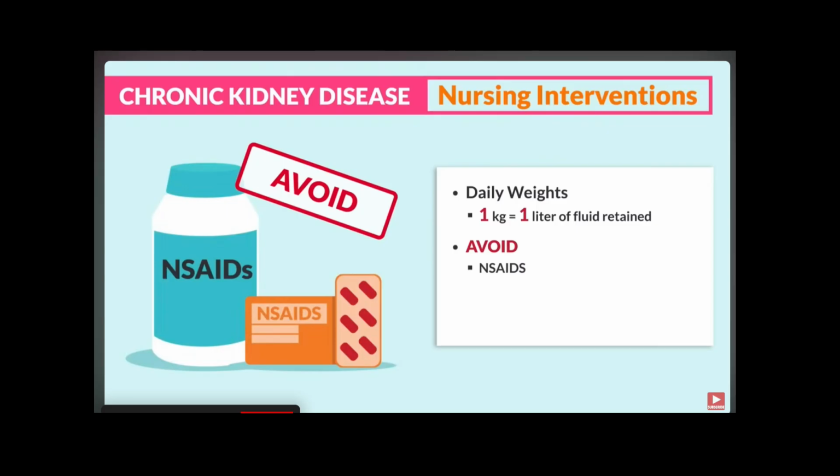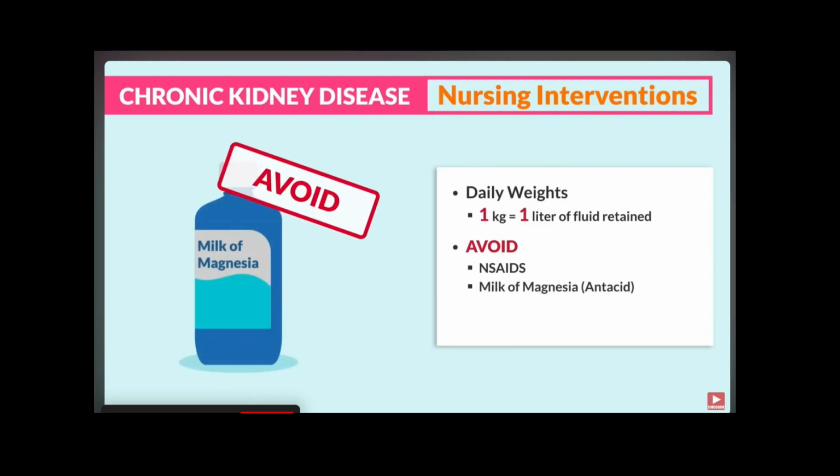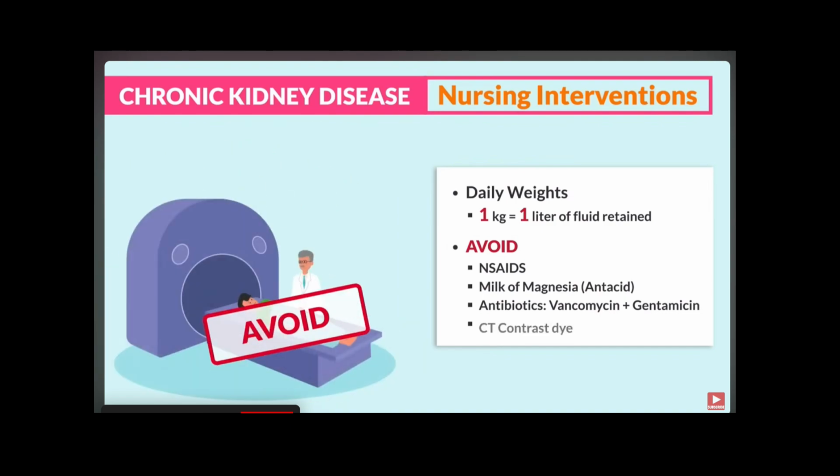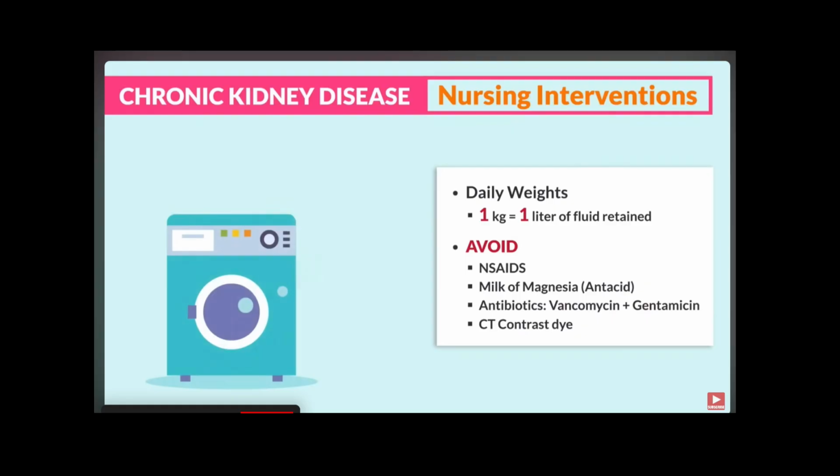Now, we also avoid the top drugs that can cause kidney injury, like NSAIDs, as mentioned before. So just think N in NSAIDs is N for not good for the entire body. We also avoid milk of magnesia, that antacid, as well as antibiotics, those vancomycin and gentamicin. Remember, it's a sin to give a mycin since it kills the kidneys. As well as CT contrast dye. Remember, contrast kills those kidneys. Just think of that contrast dye like thick cement in those delicate washer machines of the kidneys.